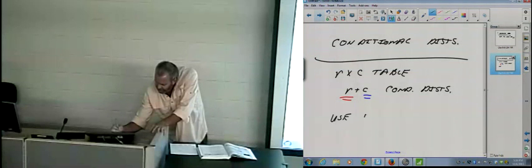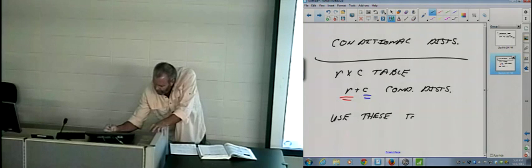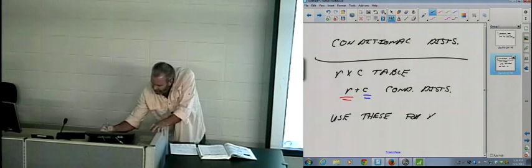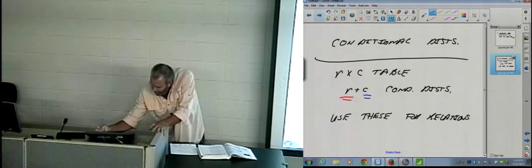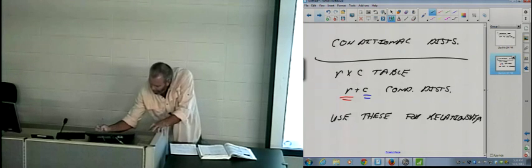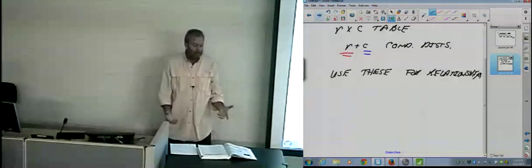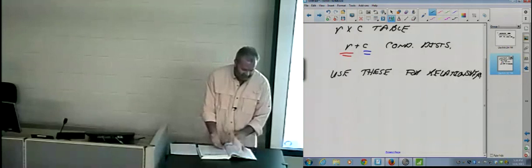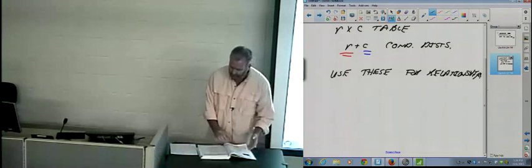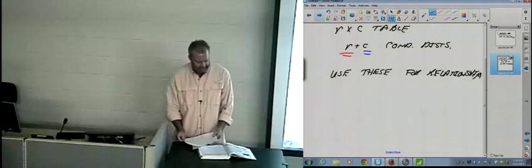Use these for relationships. Now, I'm still going to work with that table from last Thursday. I'm still going to work on page 164, this table 6.1 here. All right? What I want to do is this.